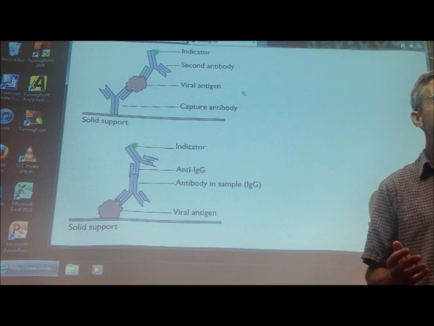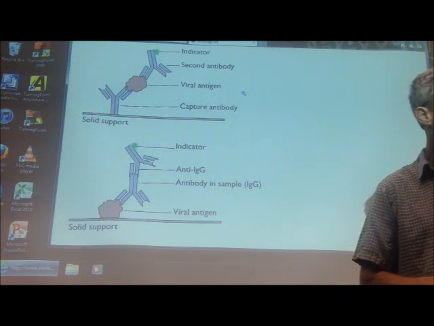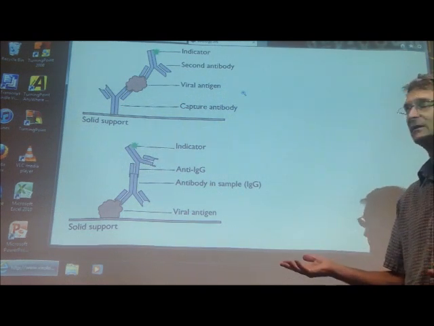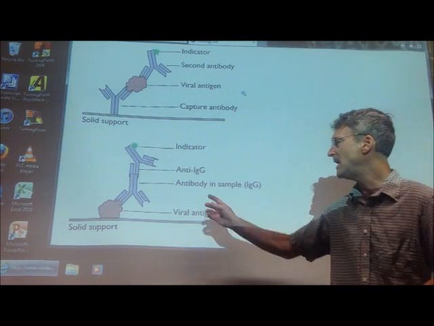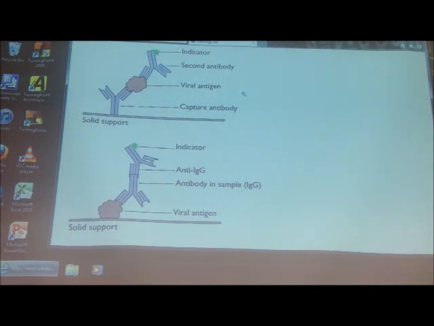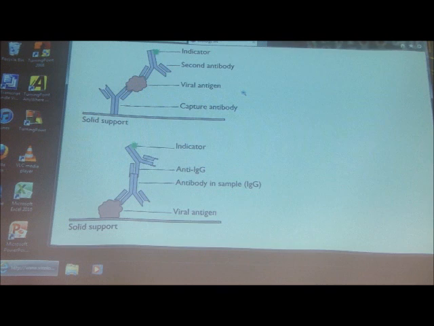The top one is if you wanted to see if a patient had a disease. That's what you're looking for. Does this patient have this active disease? Does this patient have this viral antigen in there? The bottom one is going to be, has this patient had the disease in the past? And in this case, you're going to see if the patient has antibodies against this disease.